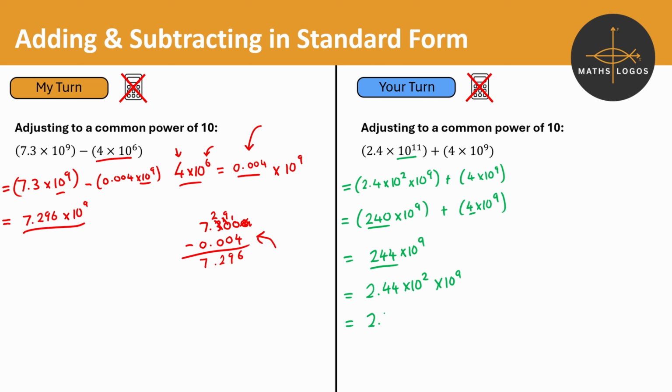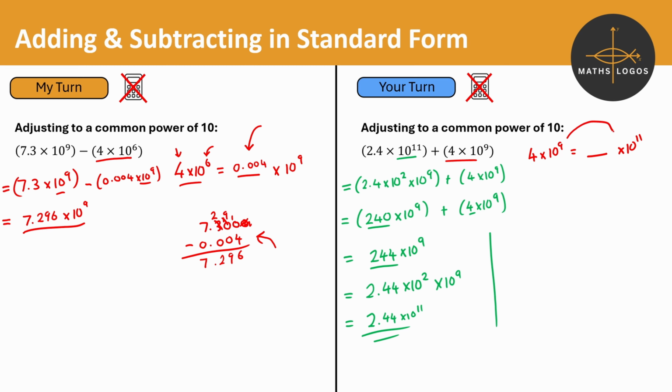And my final answer is 2.44 multiplied by 10 to the power of 11. I'll now show you the second way, which is to adjust this so it's written in a form where it's 10 to the power of 11. So I need to write 4 multiplied by 10 to the power of 9 in a form where I have some number multiplied by 10 to the power of 11.